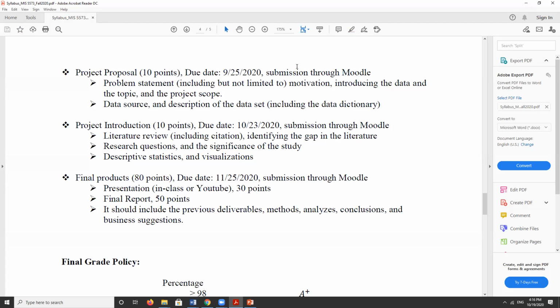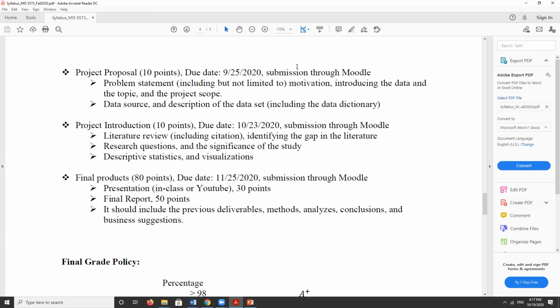Before starting today's session, let's talk about project deliveries. As you see, there are 3 sections. Last month you had the first one, which is the proposal, problem statement, data source description, and so forth. You have almost 4 or 5 days to do the second delivery, which is the literature review, identifying gaps in the literature, research questions, significance of the study, and descriptive statistics and visualizations.